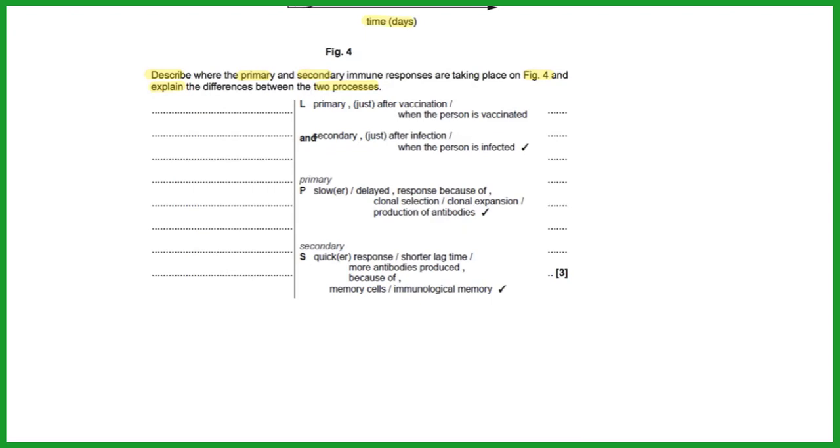So looking at the mark scheme, firstly, where do they occur? The primary response is just after vaccination. The secondary is just after infection. And explaining the differences in the response: the primary response is slower because of clonal selection and clonal expansion. Therefore, you produce fewer antibodies more slowly, and the secondary response is quicker because of the presence of the memory cells, and that produces more antibodies more rapidly.